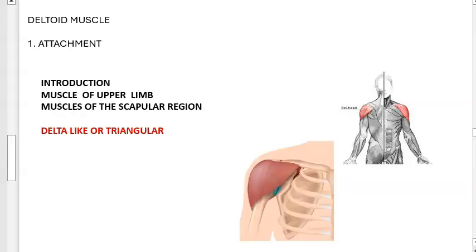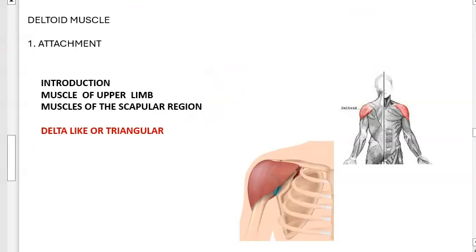So first of all, give a little introduction because it's for 5 marks. Deltoid is a muscle. It is delta-like, that means triangular-like. It's a muscle of the upper limb, of the scapular region. Okay, so this is the introduction.